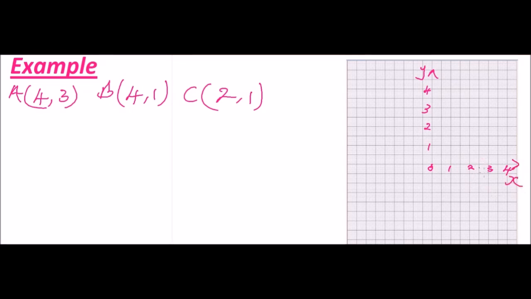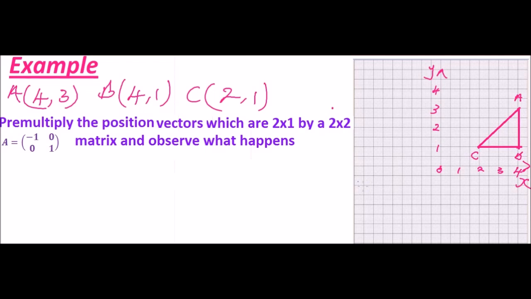From there, we can plot our triangle. Our point A is 4, 3, so you come here, and 4, 3 is positioned there. Our point B is 4, 1, so we put our point there. And our point C is 2, 1. So this is our point A, this is our B, and this is our C. We can now join the points to come up with our triangle. So this is our triangle ABC. We have plotted that triangle.